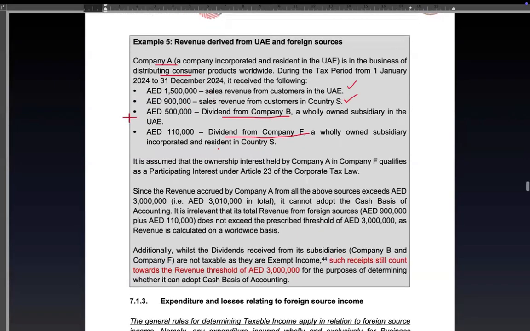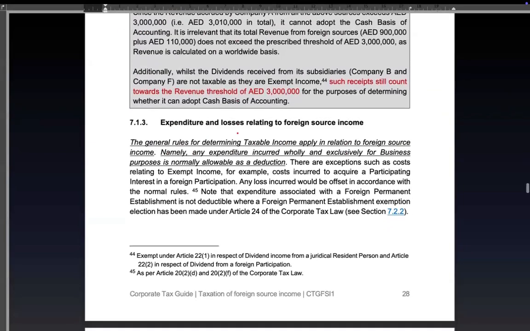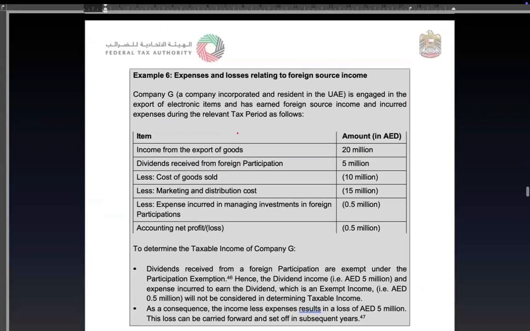This income is subject to tax. Foreign source income is 900,000. For such receipts, it cannot adopt the cash basis, and this is an important thing. Whenever you are assessing, you need to apply the cash basis or accrual basis. You need to consider the total income, whether exempt or taxable. This is the example specifically for this. They said if you consider the total income, it is more than 3 million, so you cannot apply the cash basis of accounting. Exempt income, you need to include it while calculating this threshold. Loss related to the foreign source income.